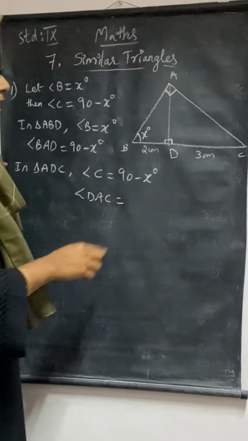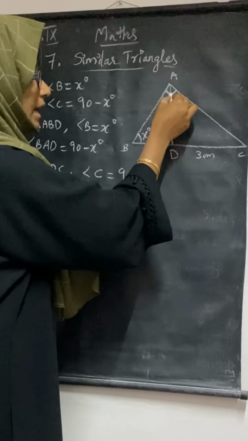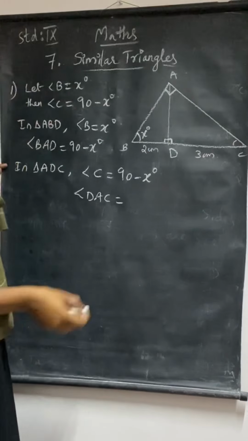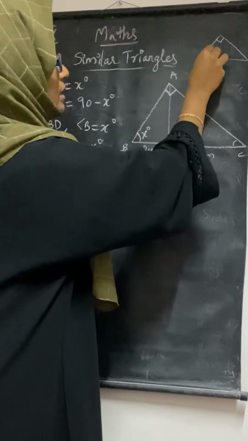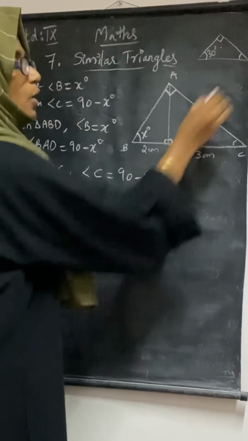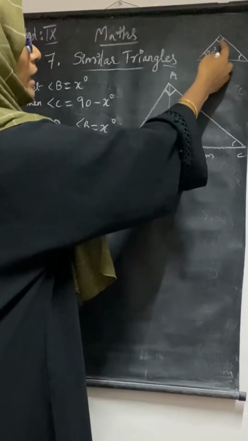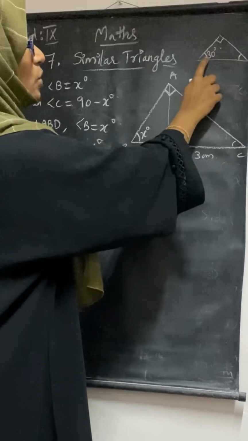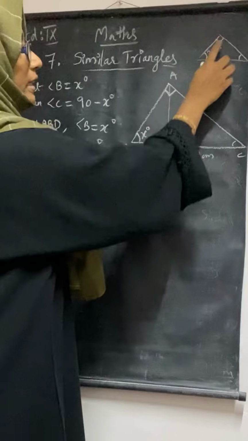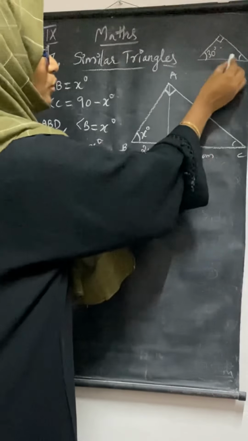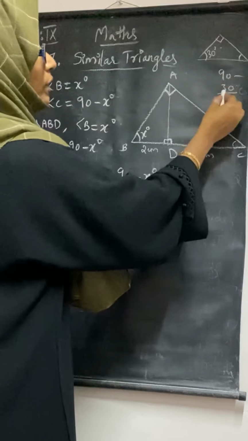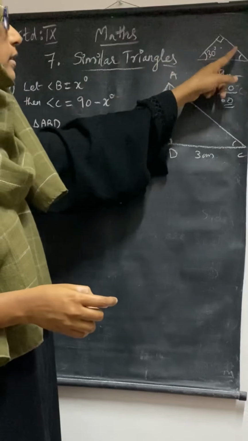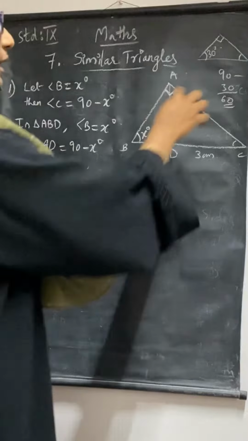So B is X degree, A is 90 degree. What will be your C? For example, if this is 90 degree and this is 30 degree, and this is missing, how are you doing that? When you add these other two angles, you should get 90. So 90 minus 30, you will get 60. Or else you do 180 minus the known angles, and you will get the remaining.